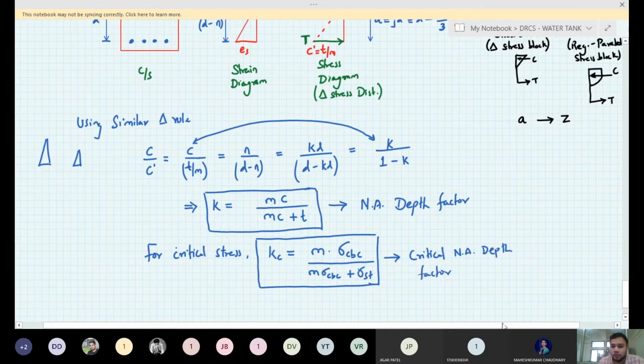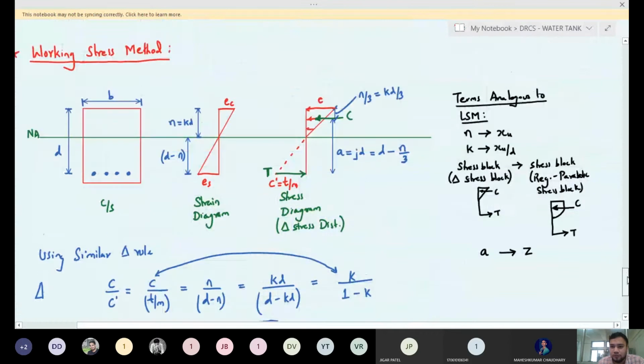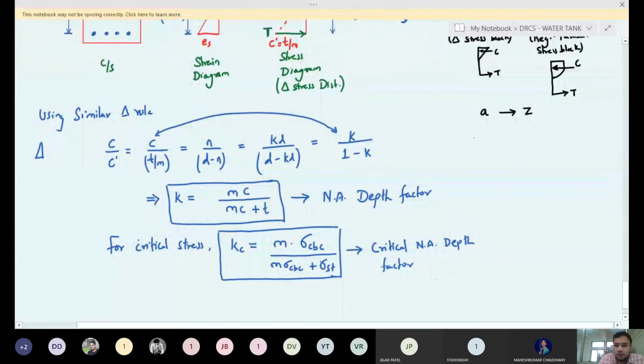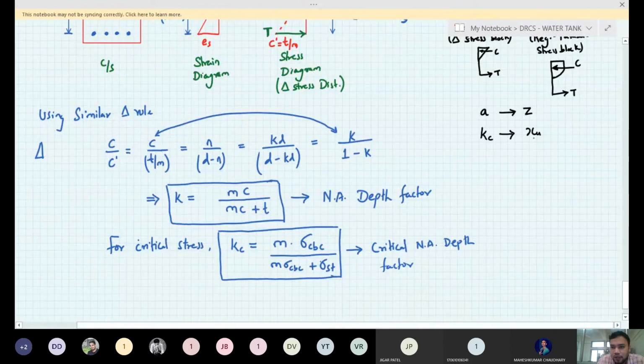Now see here, the term Kc is analogous to Xu max by D. This Kc is analogous to Xu by D in the limit state philosophy.